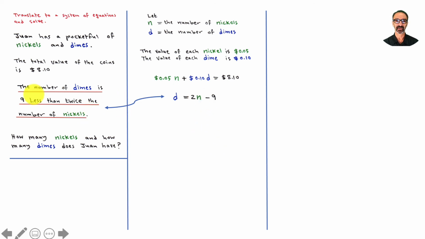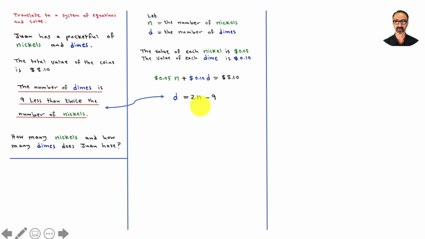So if I don't write 9 less, I write equals, twice the number of nickels, I'll just write d equals 2n. But 2n stands at a value somewhere. When you say 9 less than that, you have to drop it by 9, or 9 as an amount. It's not $9, I said $9 by mistake. This is exactly what this statement is about: d equals 2n minus 9. Dimes is 9 less than 2n.